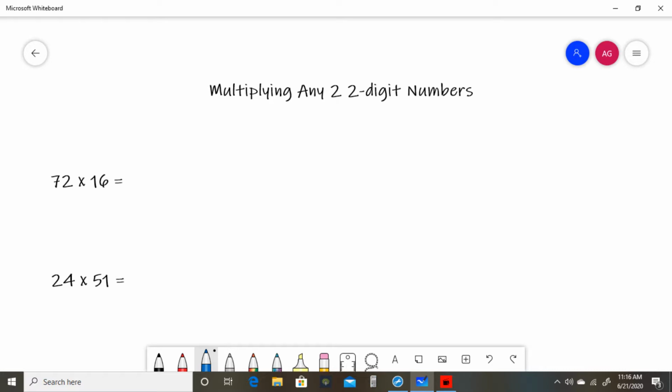For our first example, we have 72 times 16. The first step is to multiply the ones digits. 2 times 6 is 12, and so we have to write a 2 and carry a 1.